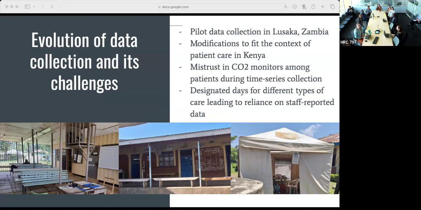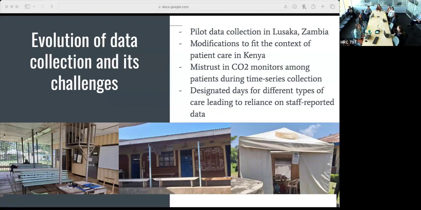settings in the facilities. And we also needed to make many modifications to fit the context of patient care in Kenya and differing names for HIV services and different structures for care. So in Zambia, we saw that the ART department and TB departments were separate in the facility and had 2 different waiting room spaces and clinic rooms.